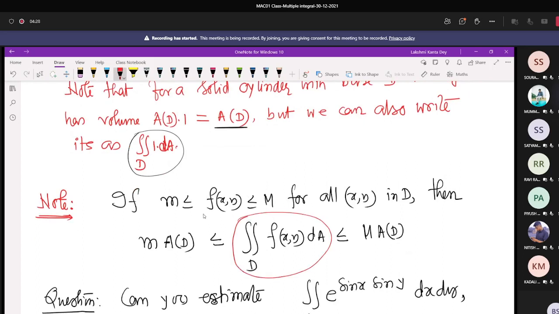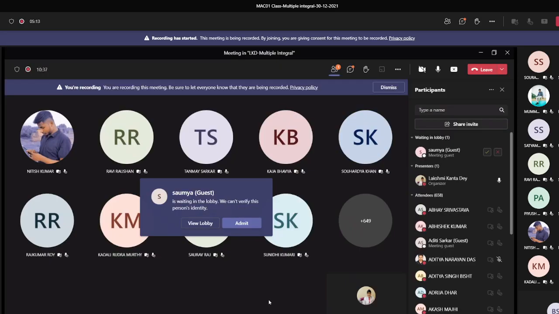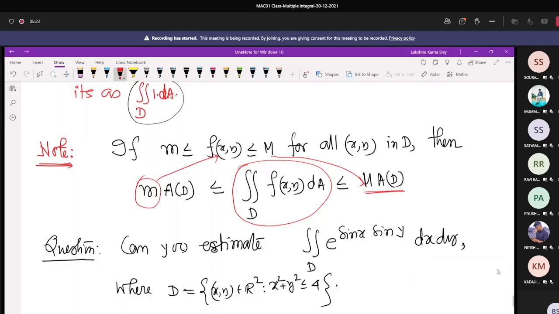Whenever the integrand function f is bounded between small m and capital M for all (x, y) in D, then m times A(D) is less than or equal to the double integral of f dA, which is less than or equal to capital M times the area of D. This is very easy to prove. Small m is the lower bound of this integrand f, and capital M is the upper bound. So the integral lies between the lower bound times the area of the region of integration, A(D), and capital M times the area of D, the upper bound for the integral.